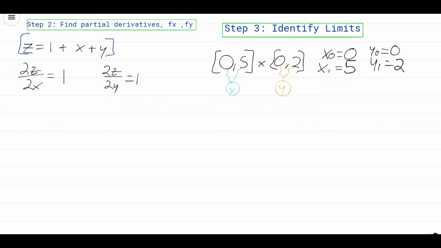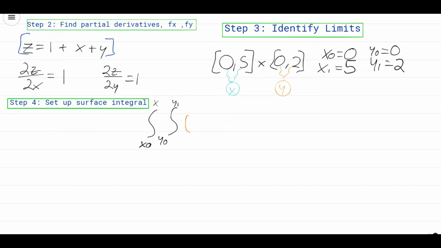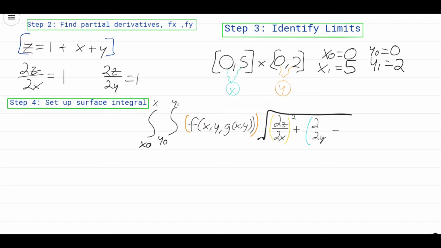Now for step 4, now that we have the limits, the partial derivatives, and f(x, y, g(x, y)), we're going to set up the surface integral. This is basically like a double integral. It doesn't matter whether x or y goes first, but I'm choosing x. We have f(x, y, g(x, y)), and for the radical we need the partial of z with respect to x squared plus the partial of z with respect to y squared plus 1, times dy dx. So now we're going to plug in everything we have.